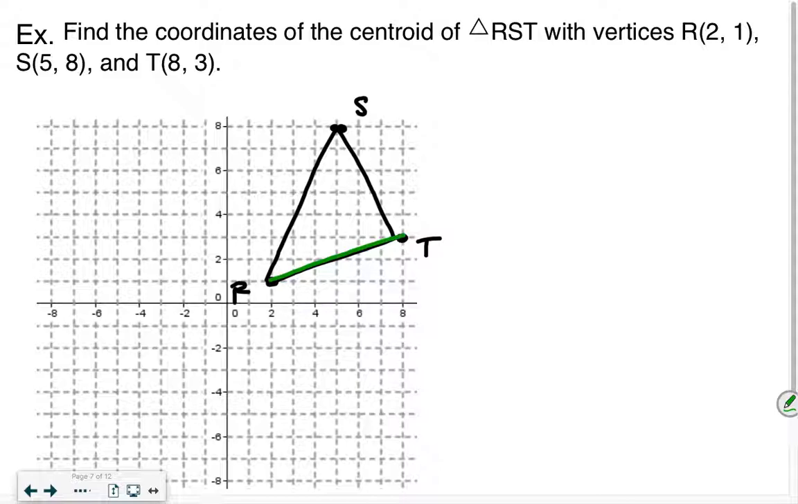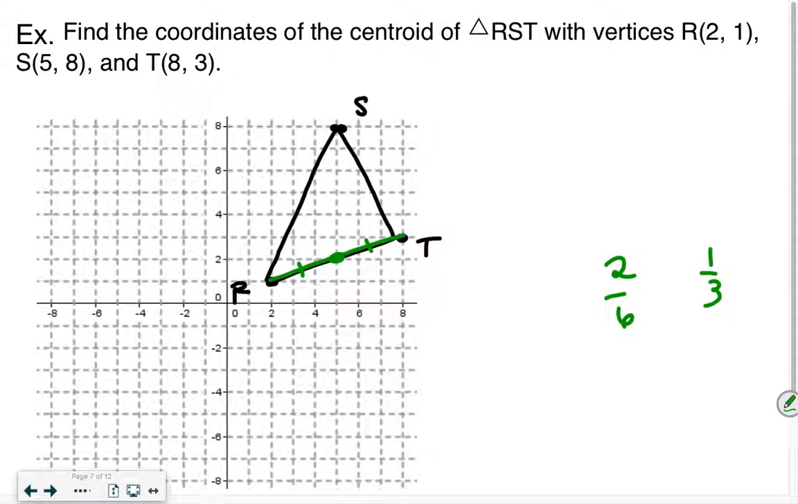Let's see if we can use slope, if that'll be a nice number. So you can do the midpoint formula or just think about slope. From R to T, it went up 2 and over how many? 6. It went up 2 and over 6. So let's cut it in half. It's going to go up 1 and over 3, right? Up 1 over 3. Okay? That's the midpoint of RT.